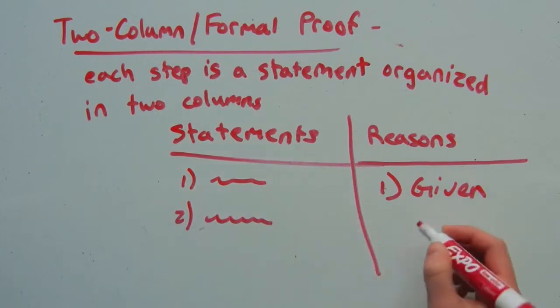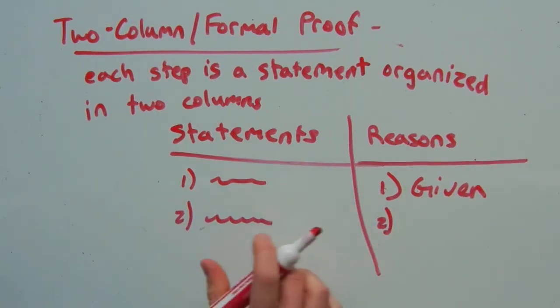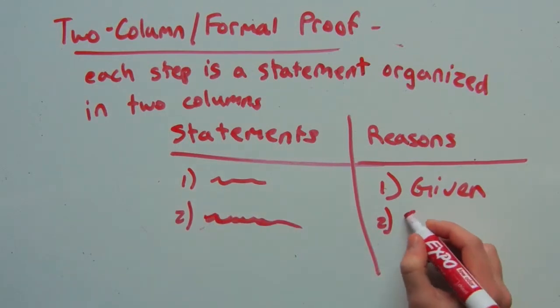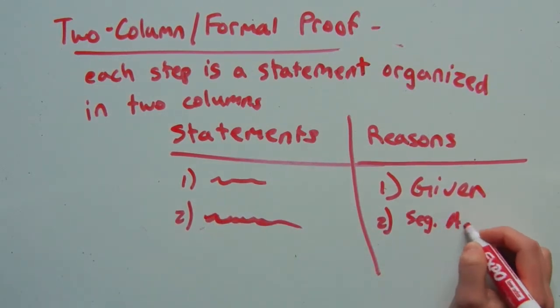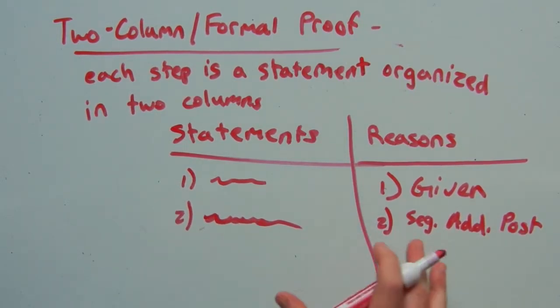List something again. Like in our previous video where we used the segment addition postulate, we could write that out and then write segment addition postulate. And so on. So let's go over an example of a two-column or formal proof, and we're going to use those properties of equality that we just went over.